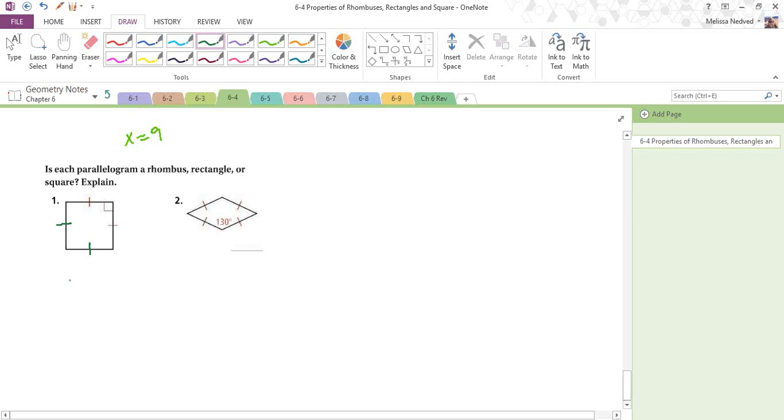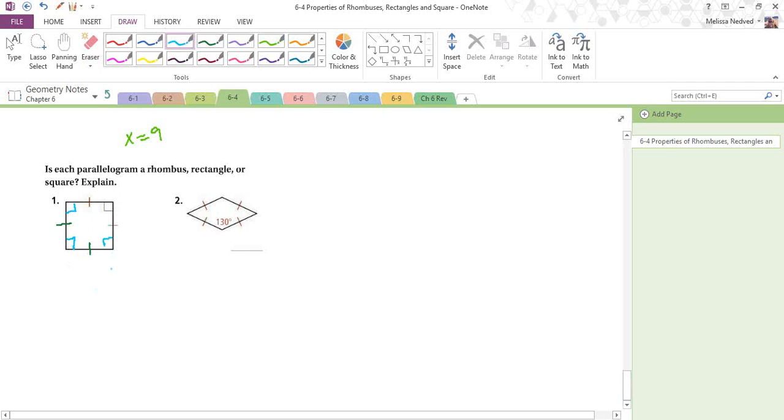Don't stop there. Always double check if it's also a rectangle. Notice I've got a right angle up here in the upper right hand corner. Since opposite angles in a parallelogram are congruent, I'm going to have a right angle down here. Since consecutive angles are supplementary, the angle on the bottom left and the top left have to add up to 180, meaning this one has to also be a 90-degree angle, and this one has to be a 90-degree angle. So this parallelogram is also a rectangle.